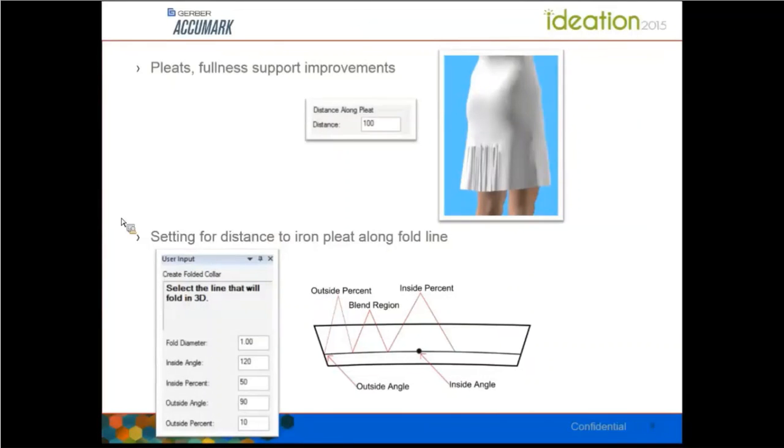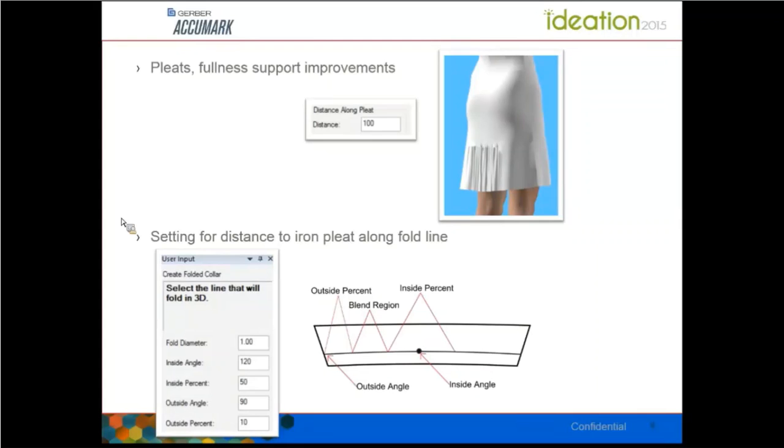There have also been improvements in how pleats and fullness are displayed when you're doing rendering. In the pleat functions, there's now a new option called distance along pleat. This allows you to specify how far along the pleat it should look ironed or pressed, so you can control how that pleat falls in your 3D rendering.